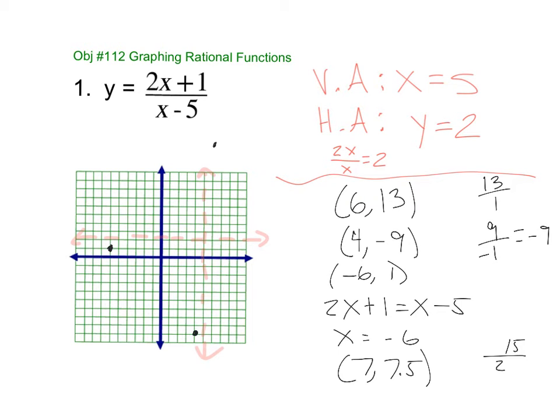And 7, 7.5. 2, 4, 6, 7.5. So my graph is going to look something like this. And something like this. Oh, another good point that you can find is if you set the numerator equal to 0, x is -1/2. So that's your 0. That's a common point to find also.